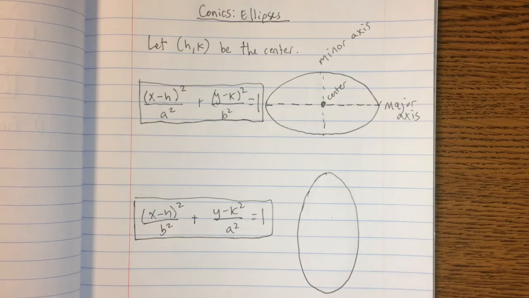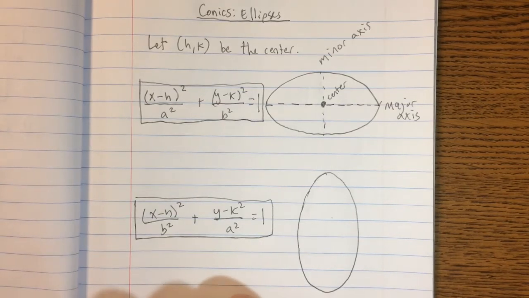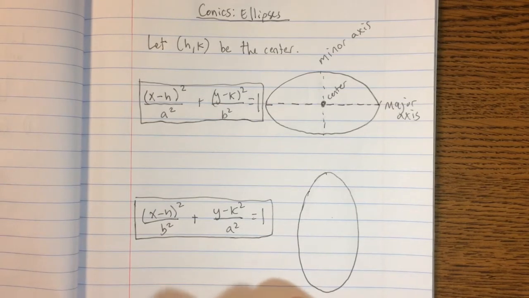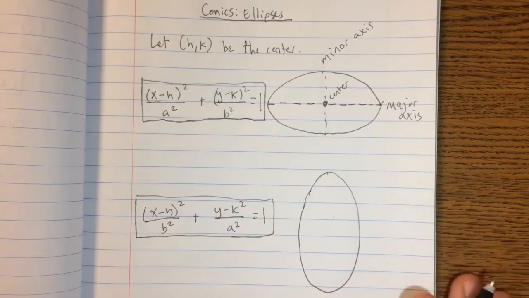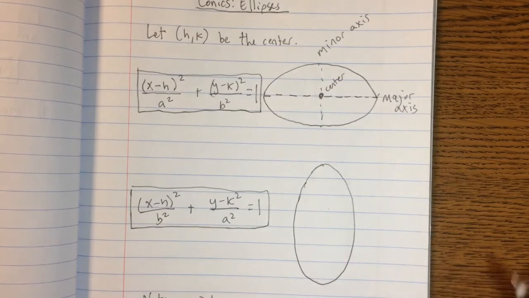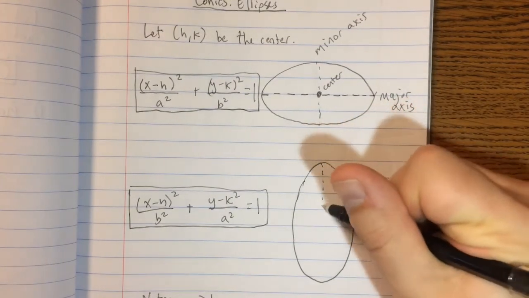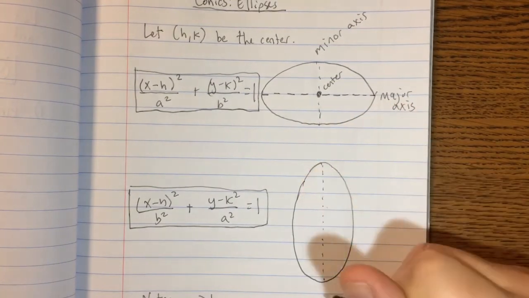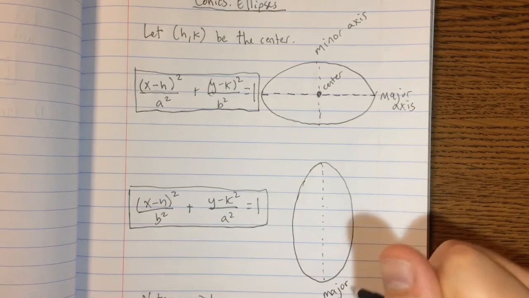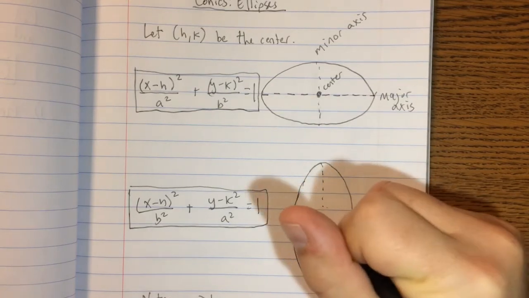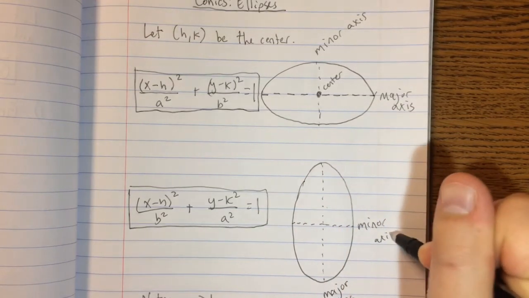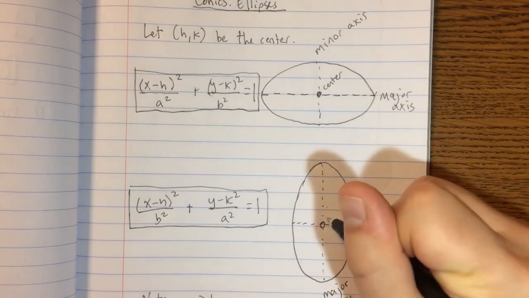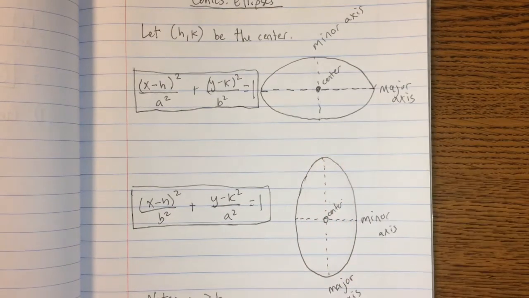Okay, so we're going to make a couple notes here. Note that a is always bigger than b. No questions asked for the ellipse. Okay, so that is sort of a condition. For this vertical ellipse, the major axis is vertical, and the minor axis is horizontal, with the center right here. Center is your (h, k).